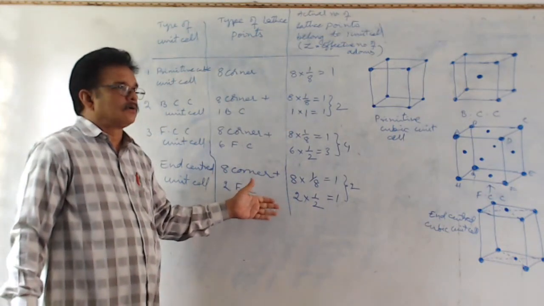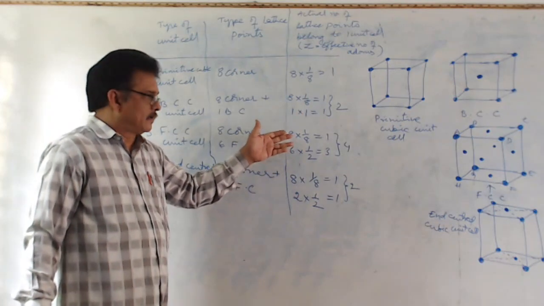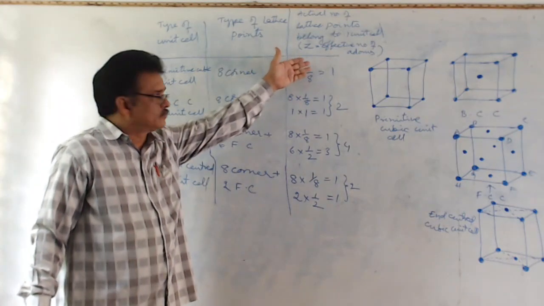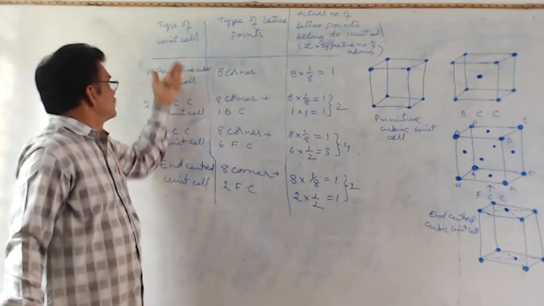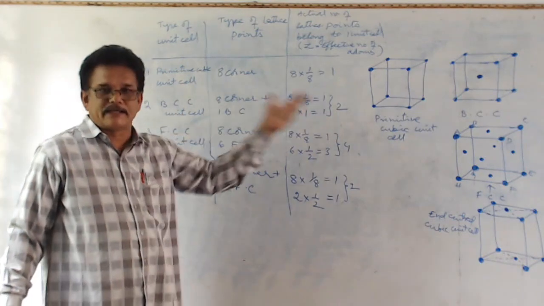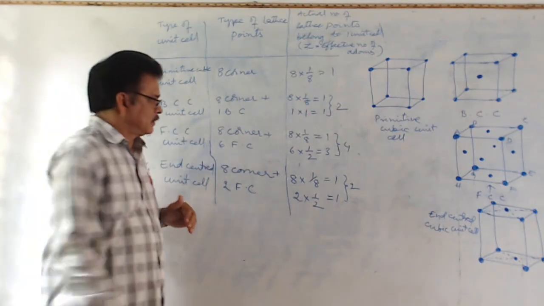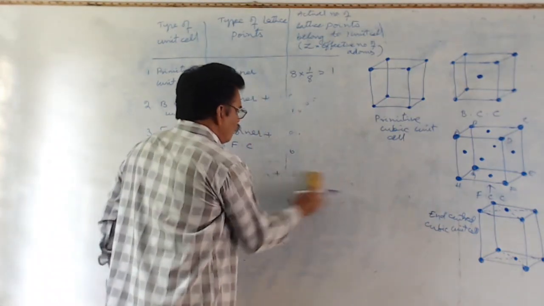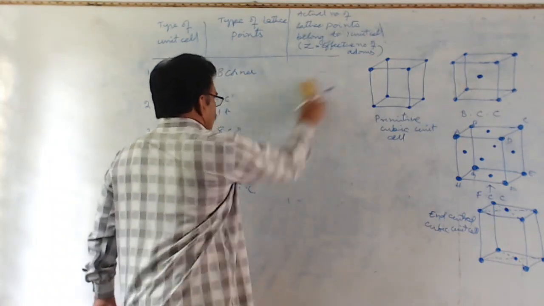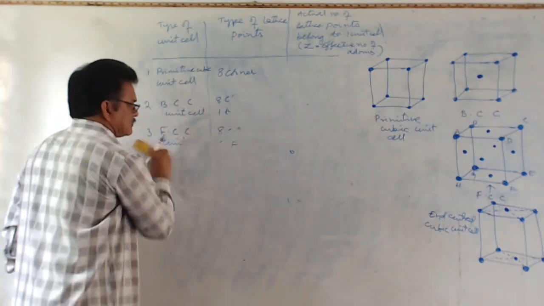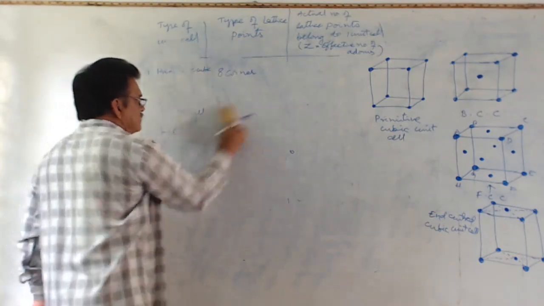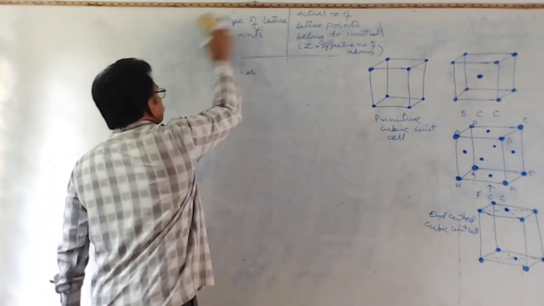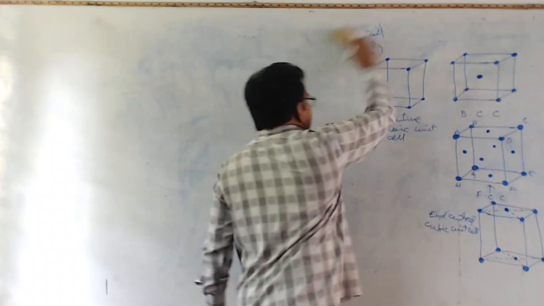Okay, so in packing fraction, we have to substitute the Z value. So the Z values for these types of unit cells are calculated like this. Then Bravais proved there are 14 unit cells. These 14 Bravais unit cells are formed into 7 systems.